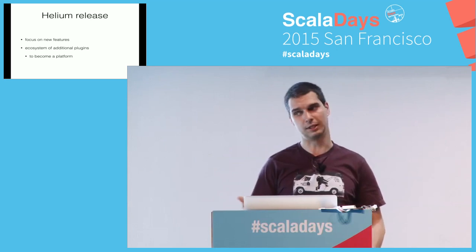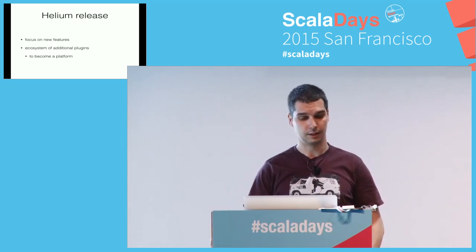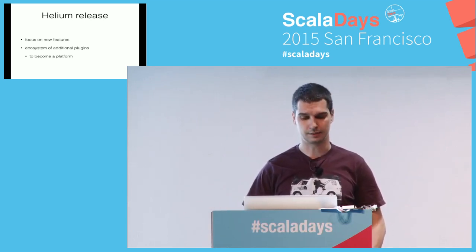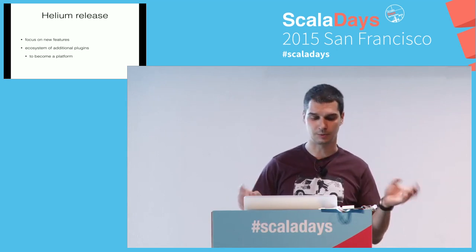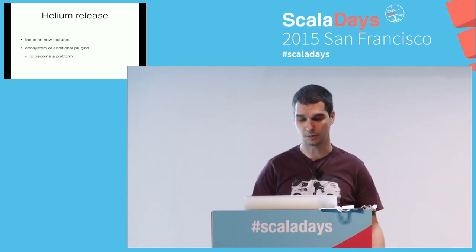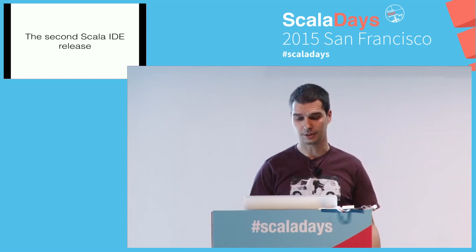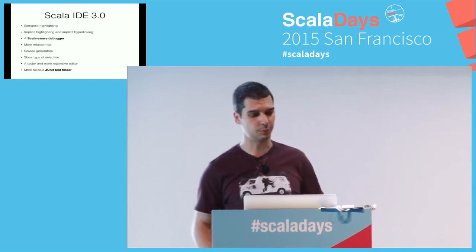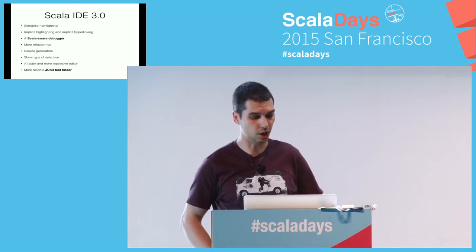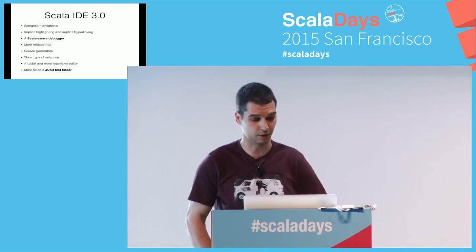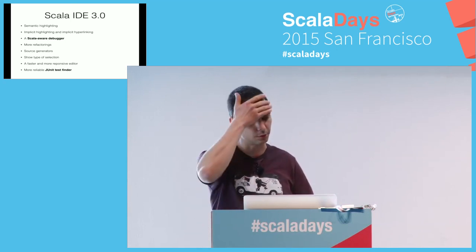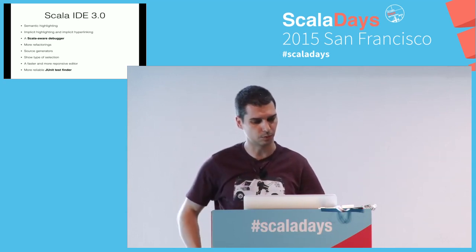But the alternative was, let's make them additional plugins. So we ended up with an ecosystem, we started calling it, of additional plugins. So for the second release of the Scala IDE, which is number 3.0, we had a ton of new features and a couple of new plugins. So I'm just going to go through some of them, and I'm going to highlight maybe two.